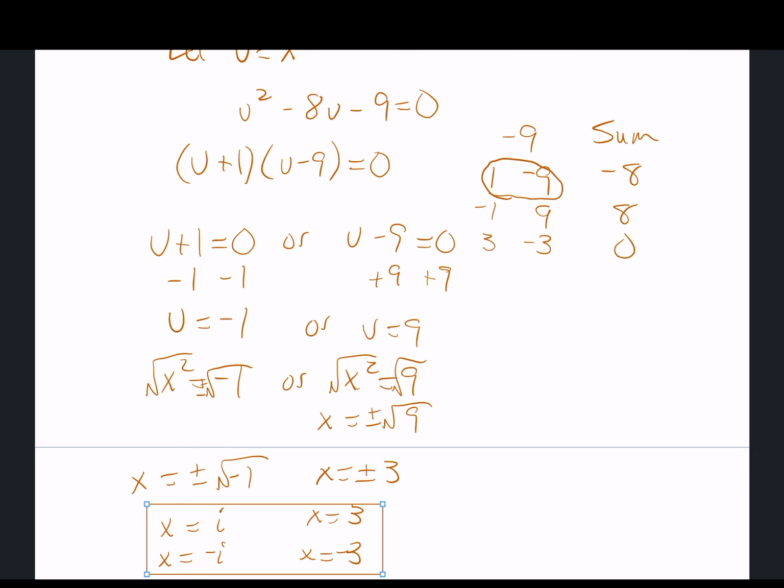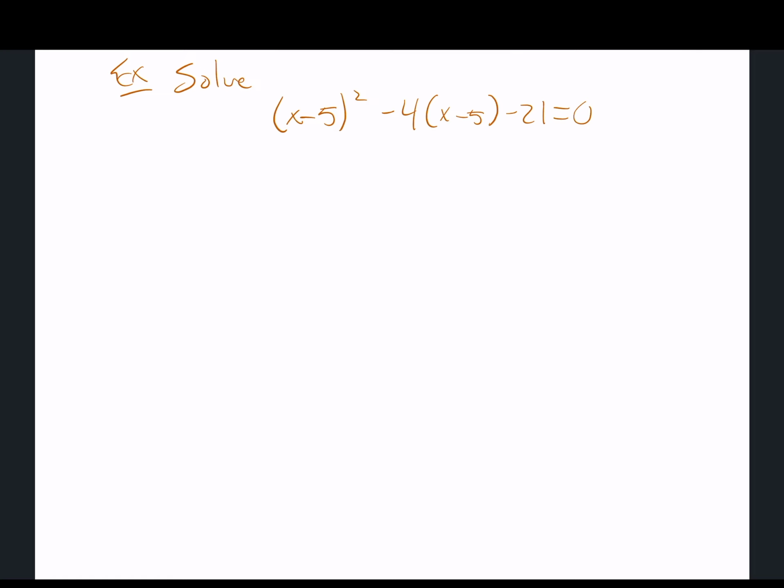Let's do another example. In this case, we want to solve x minus 5 quantity squared minus 4 times x minus 5 minus 21 equal to 0. Is the power on the leading coefficient double the power on the middle term? Well, in this case, we have a 2 and a 1, so that is the case. So we want to let u equal x minus 5. So everywhere we see an x minus 5, we'll substitute a u. So we have u squared minus 4u minus 21 is equal to 0.